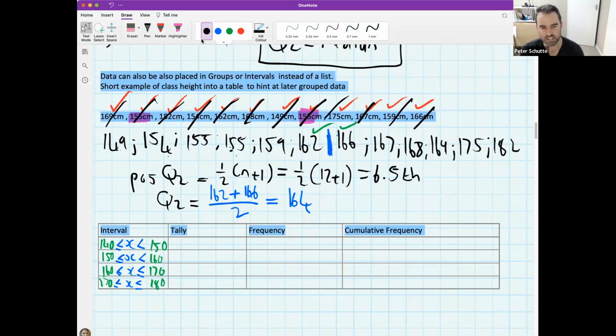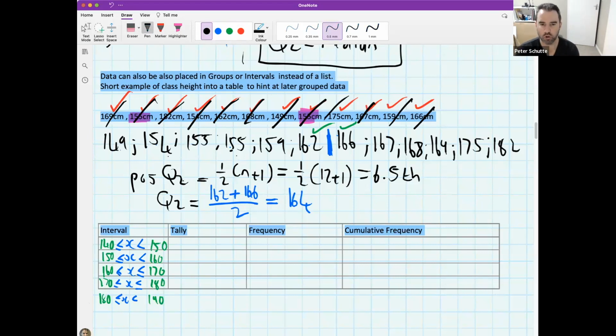Have I got enough intervals to cover my data set? Or do I need some more? Okay, I need one more because there's a value that's 182. And so what I'm going to do is add one more interval, and that interval is going to go from 180 to 190. Okay, now you have to be comfortable putting something into a table.